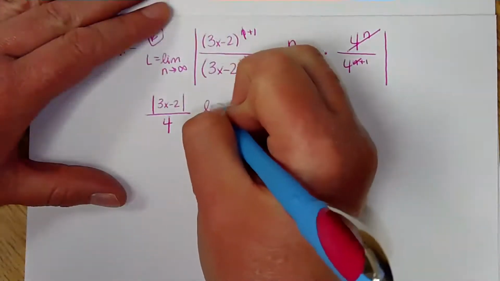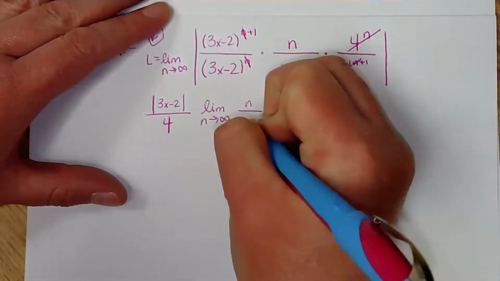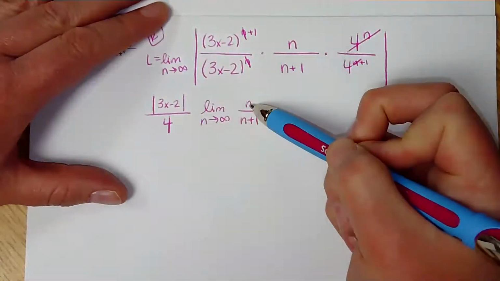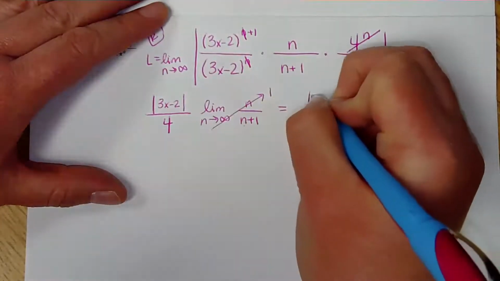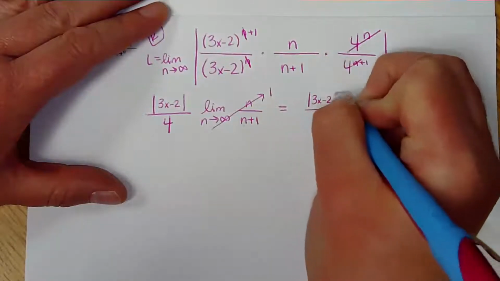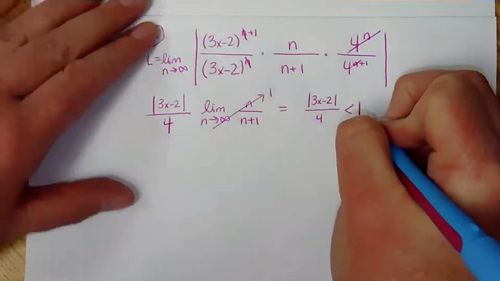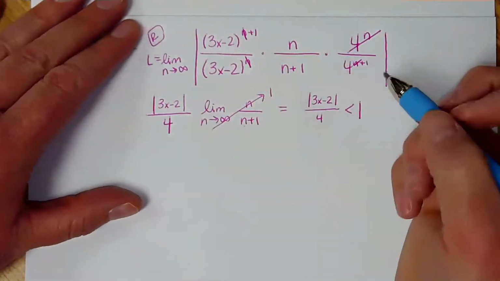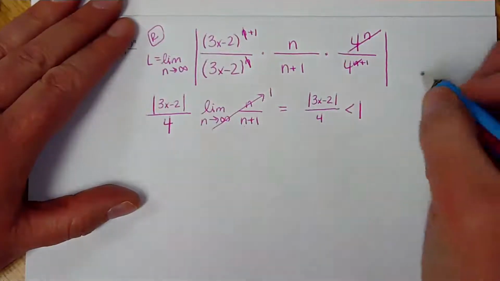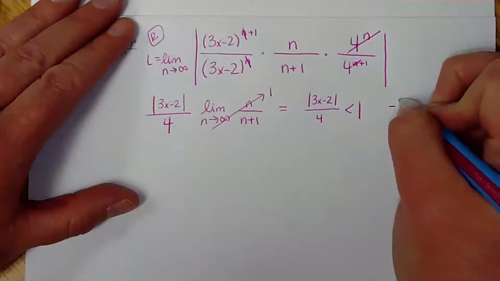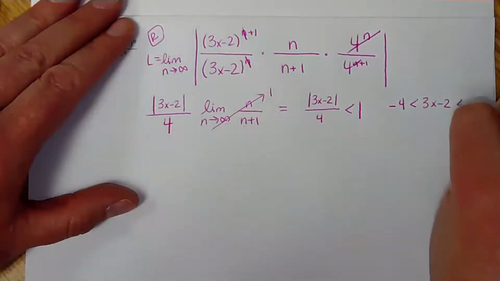And then I have the limit as n goes to infinity of n over n plus 1. So my leading terms are n over n, so this limit is just going to 1. So that gives me the absolute value of 3x minus 2 over 4. And I'm going to set that to be less than 1. Okay, and so I can multiply this 4 over, and then I'm going to expand out of this absolute value. So what I really have is negative 4 is less than 3x minus 2 is less than 4.